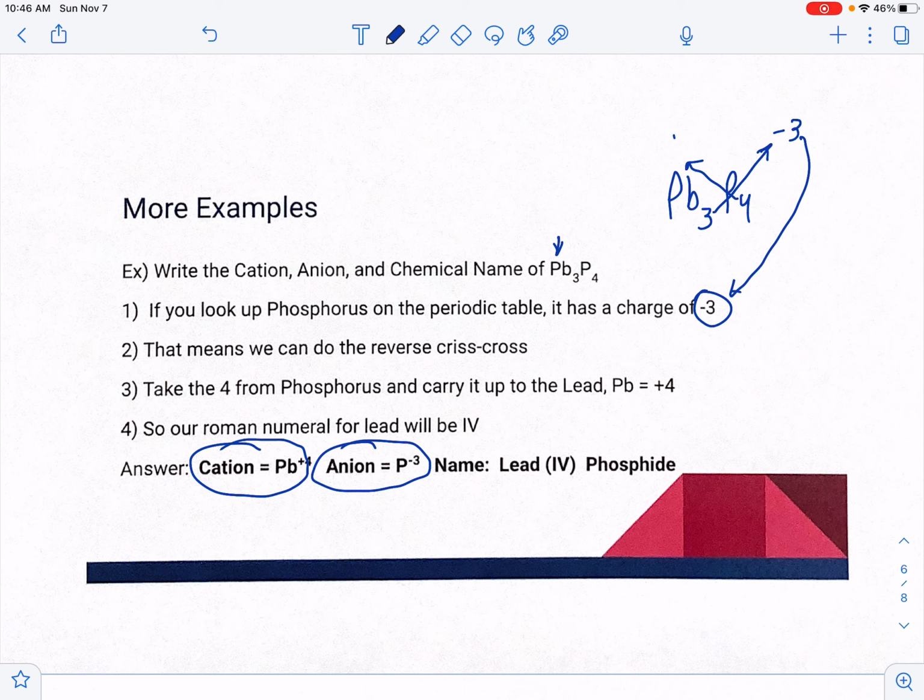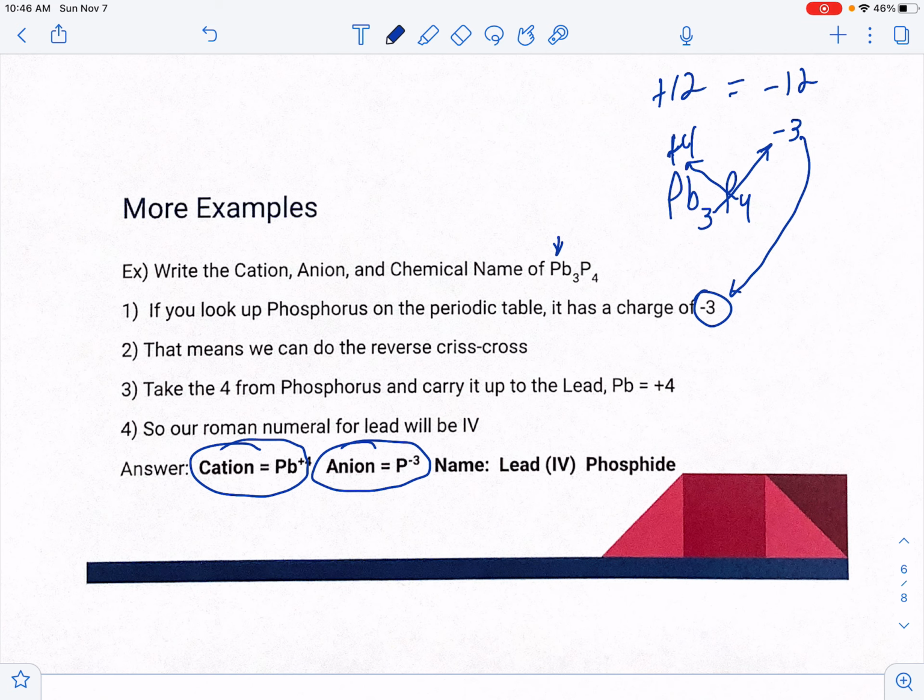Now, if you want to check yourself math-wise, that's perfectly fine. That's probably a good idea to do on some of these. If lead has a charge of +4 and there are 3 of them, 3 times 4 gives me +12. And if I have a charge of -3 for phosphorus and I have 4 of them, -3 times 4 gives me -12. Since these numbers match, that is good to go. That works. Now the name.